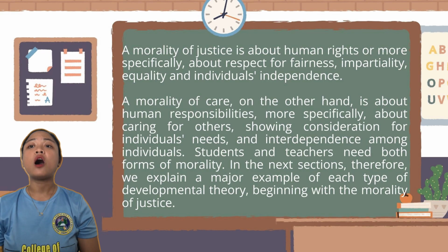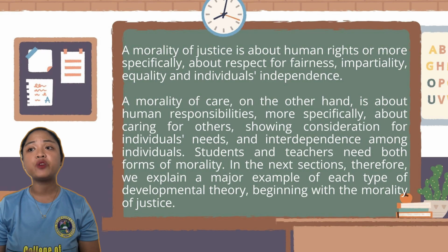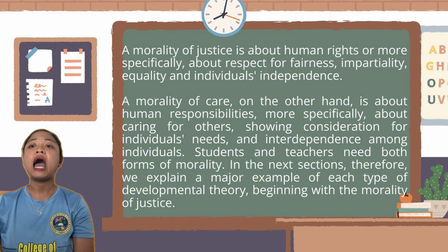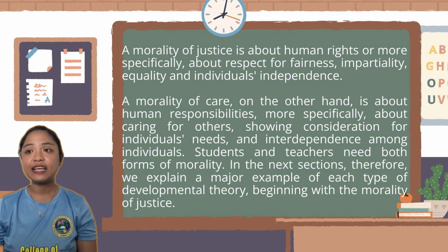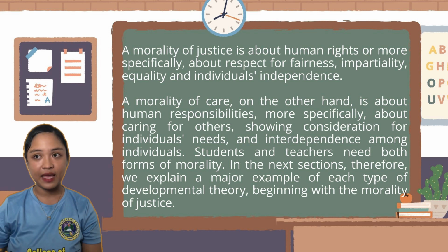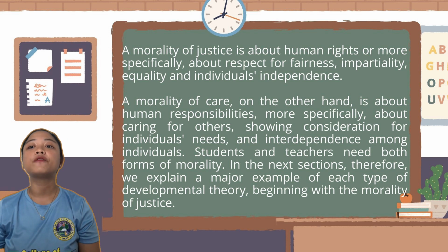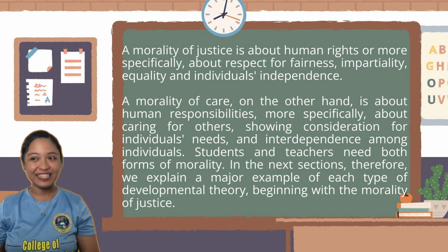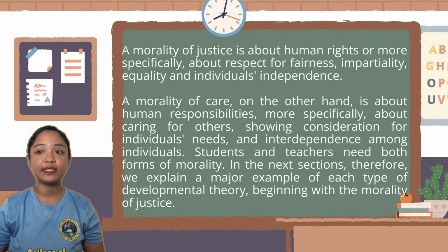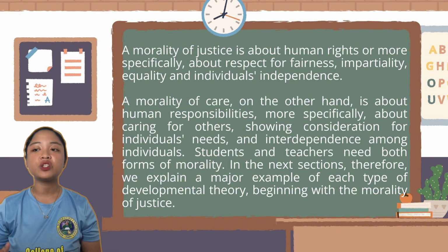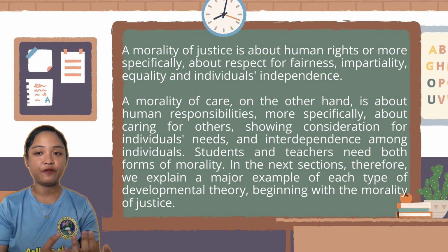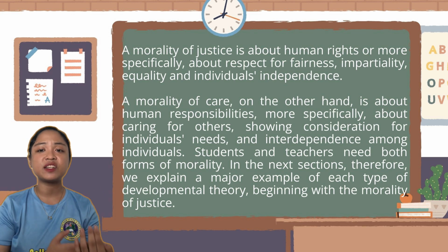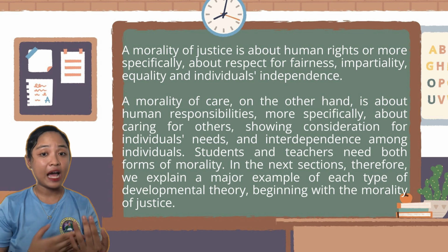A morality of justice is about human rights, or more specifically about respect for fairness, impartiality, equality, and individuals' independence. A morality of care, on the other hand, is about human responsibilities, more specifically about caring for others, showing consideration for individuals' needs, and interdependence among individuals. Students and teachers need both forms of morality.